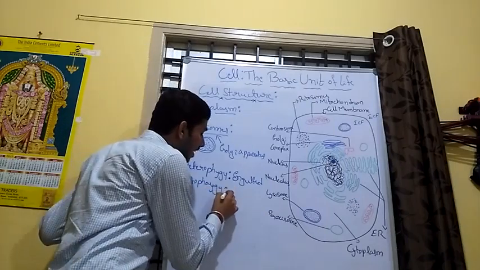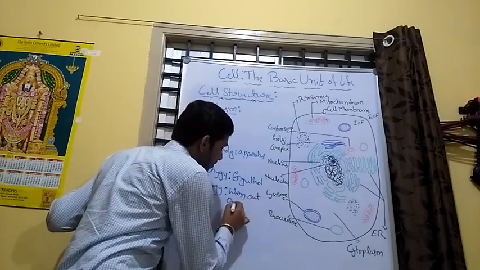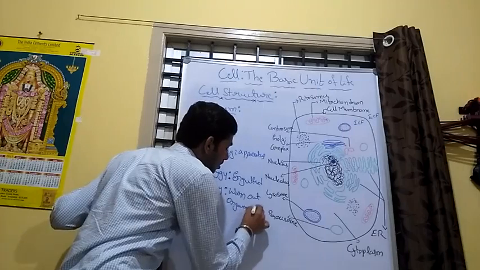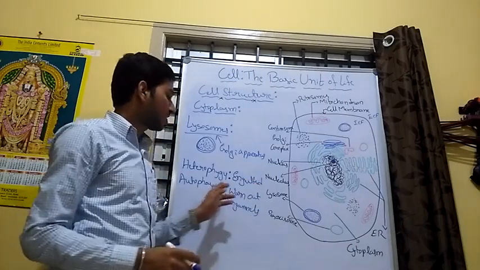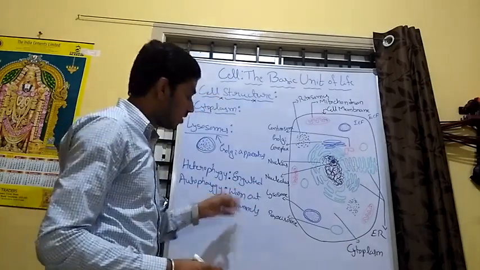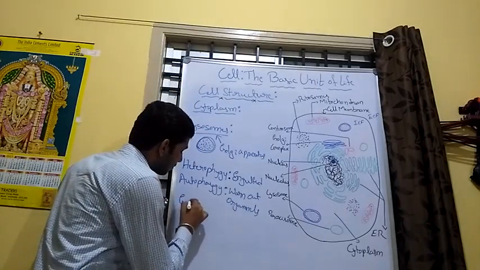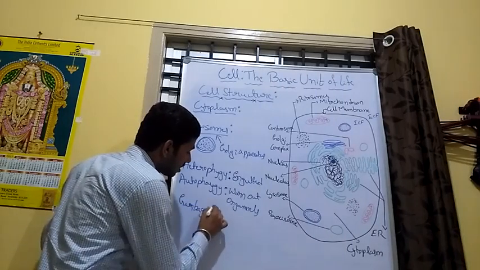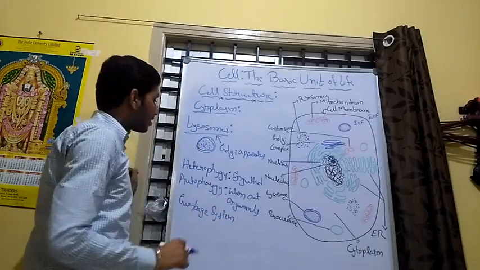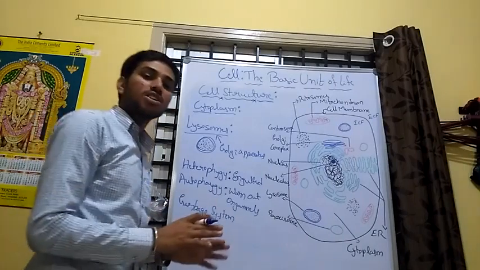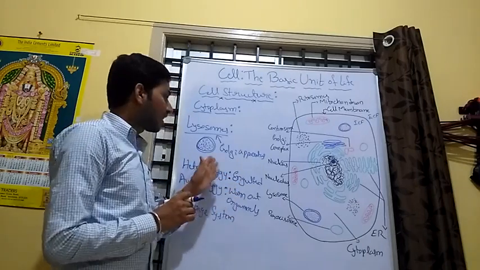Autophagy is the degradation of worn out cellular organelles. Heterophagy is the degradation of engulfed substances, and autophagy is the degradation of worn out cellular organelles. That's why the lysosome is called the garbage system of the cell. Sometimes it is called a suicidal sac or natural killer sac of the cell.